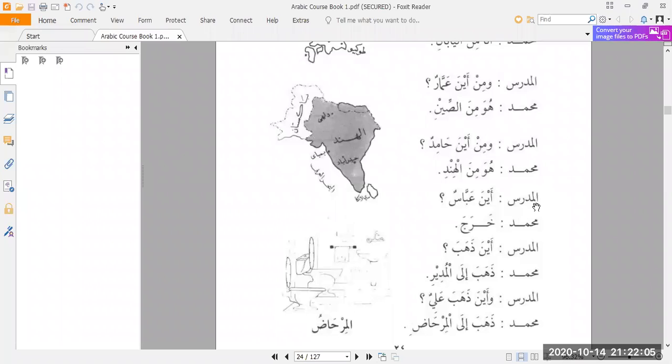Moving on, the teacher asks further, Al-Mudarrisu, Aina Abbasun? Where is Abbas? Now, this part of the lesson focuses on the usage of the prepositions which we used. So, Muhammad now replies. Muhammadun, he replies with one word. But this one word is a sentence. He said kharaja. Kharaja means one man went out. He left. He exited. All these meanings you get from the word kharaja.